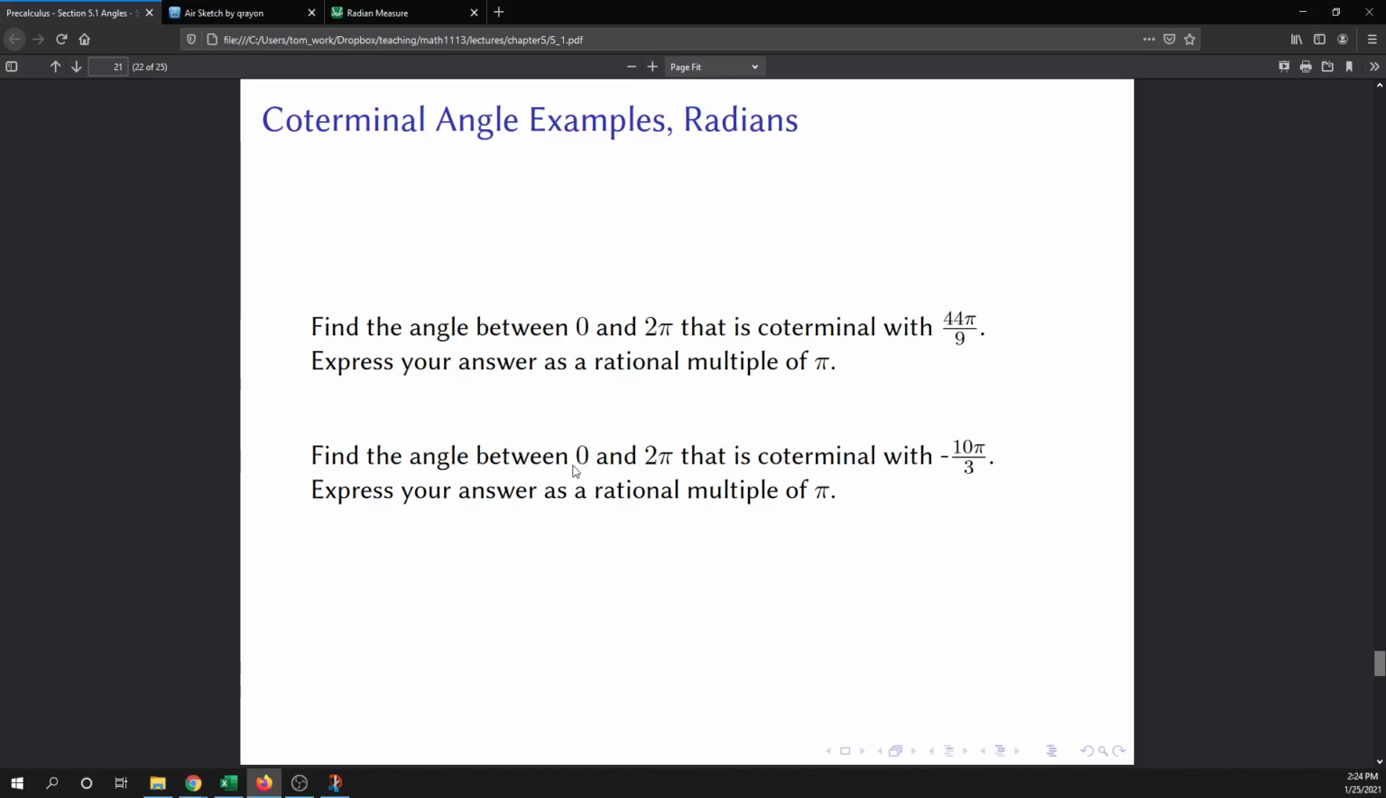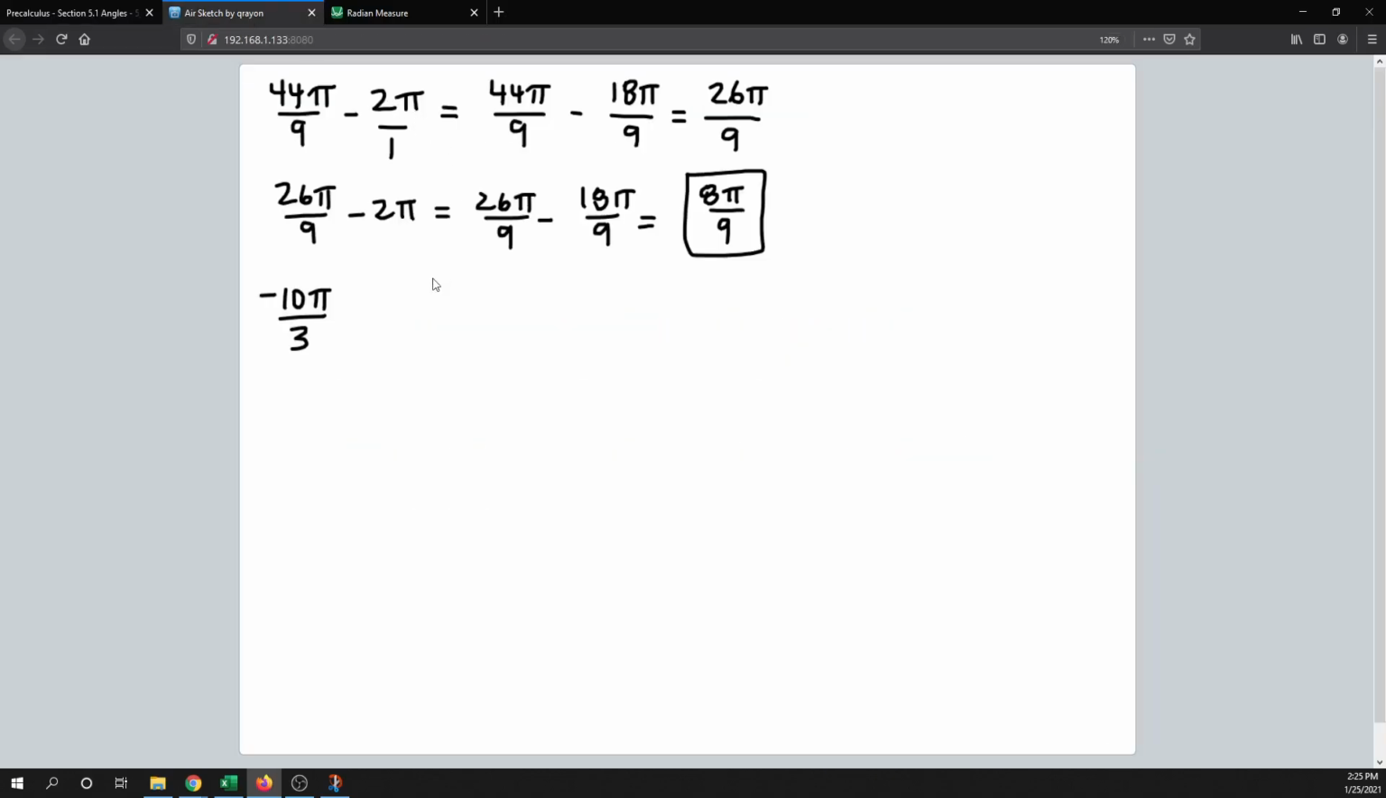So we want to find an angle between 0 and 2 pi, coterminal with minus 10 pi over 3. So we're going to do that the same way that we did up here pretty much. We're going to be, in this case, adding 2 pi until we get to a number that's between 0 and 2 pi. So why are we adding in this case? Well, we're adding because it's negative. Negative 10/3 is less than 0. So this number is not between 0 and 2 pi. It's smaller than 0. So what we're going to have to do is add multiples of 2 pi until we get a number then between 0 and 2 pi.